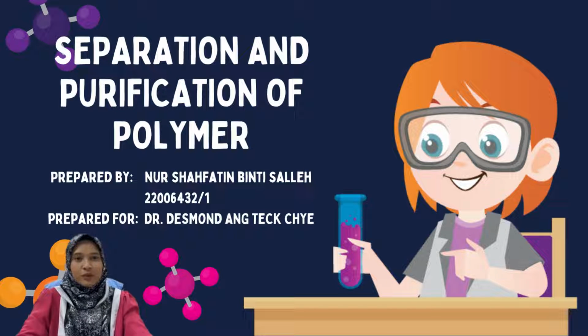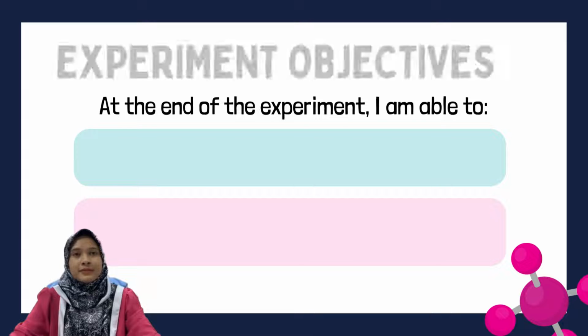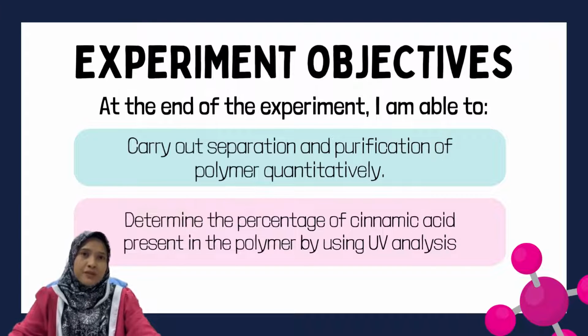In this video, I will present a separation and purification of polymer. Okay, the experiment's objectives. At the end of the experiment, I am able to carry out the separation and purification of polymer quantitatively, and then I can determine the percentage of the cinnamic acid present in the polymer by using the UV analysis.